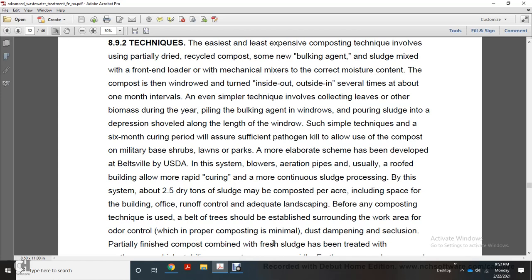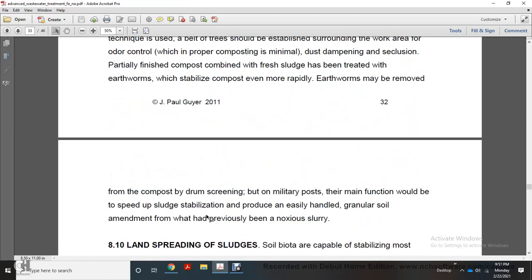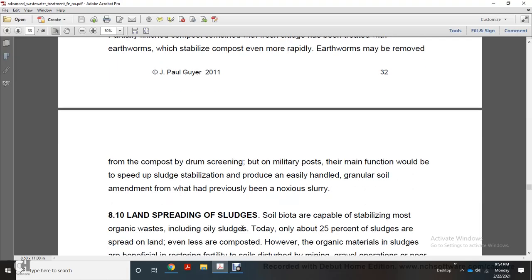Partially finished compost combined with fresh sludge has been treated with earthworms, which stabilize compost even more rapidly. Earthworms can be removed from the compost by drum screening, both on military posts. The main function would be to speed up the sludge stabilization and produce an easily handled granular soil amendment, for what had previously been a noxious slurry.